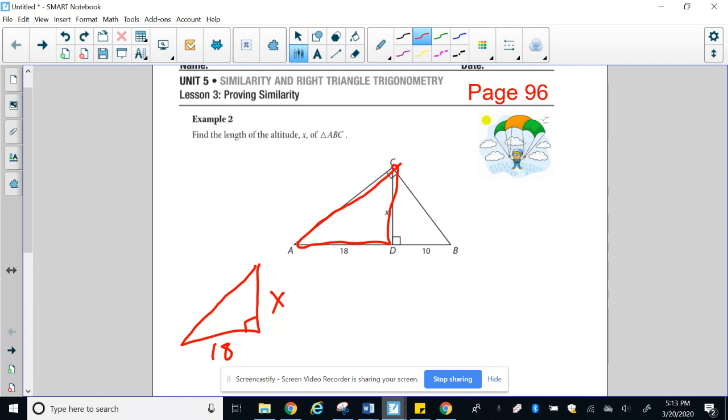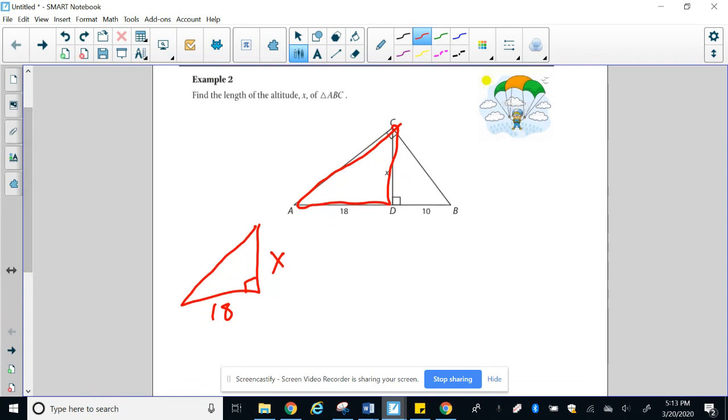We need two triangles if we're going to be setting two ratios equal to each other. So we need another triangle. Now you're probably thinking, do I use the whole diagram? Do I use this little guy? It comes down to which triangle do you have two sides for. Okay, so we have two sides for the little triangle. Okay, so we're going to use this guy.